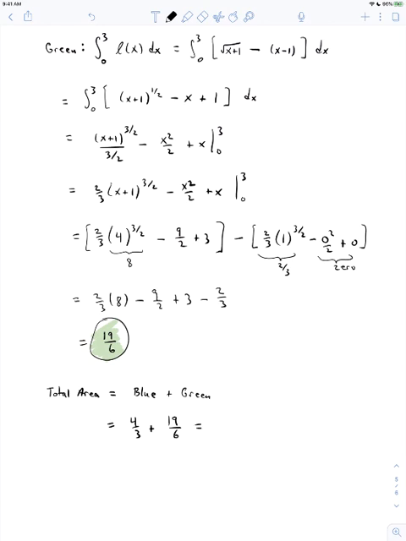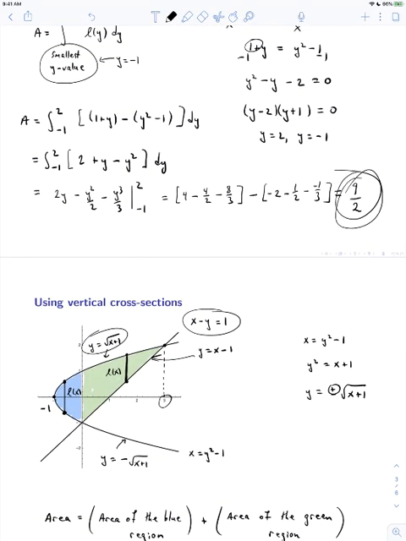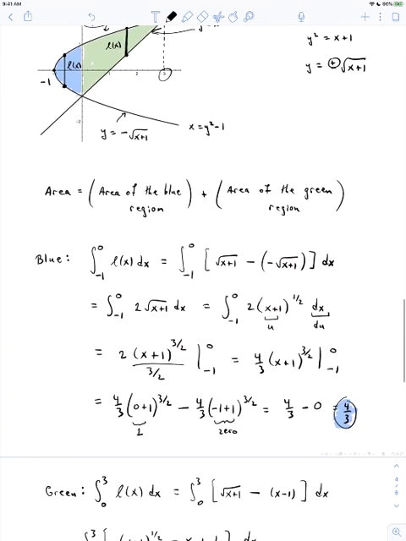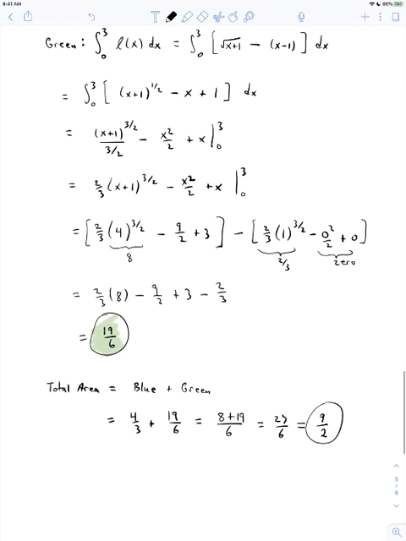So to add these together, you give them a common denominator of 6. And so you multiply this one by 2 over 2. So you get 8 plus 19 is 27 over 6. And sure enough, if you reduce that, you get 9/2, which is exactly what we saw before, 9/2. Again, it doesn't matter which method you use. If you're computing an area, you'd better get the same thing either way.